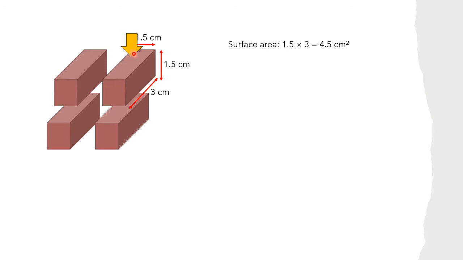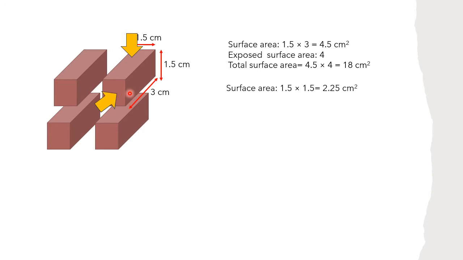So untuk satu blok ni ada berapa surface area bersaiz 4.5 cm square? 1, 2, 3, 4. Okay, so therefore total surface area bersaiz 4.5, 4.5 times 4 is equal to 18 cm square. Alright, next we are going to calculate the total surface area yang sebelah sini pula. 1.5 times 1.5. Okay, so 2.25. Satu wooden block ni yang kecil ada dua exposed surface area bersaiz 2.25. So times 2 is equal to 4.5.